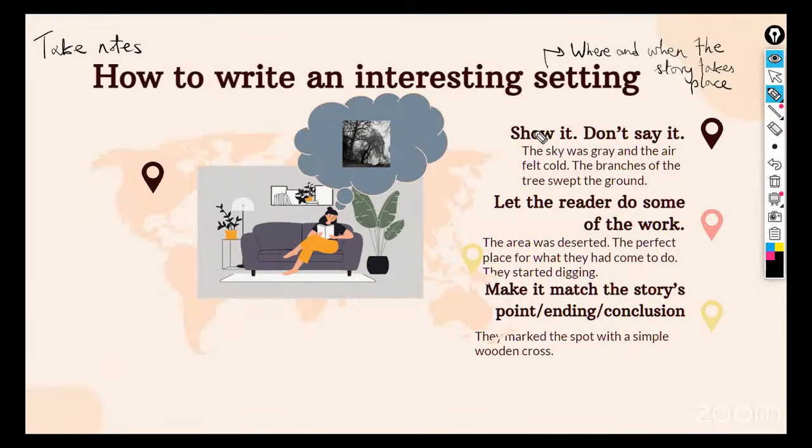Right. So strategy number one, show it, don't say it. So here we are showing it. The sky was gray and the air felt cold. The branches of the tree swept the ground. So I told you it was where and it was when. If you had to guess about the time of day, and chat is open, you can tell me, what time of day would you guess?